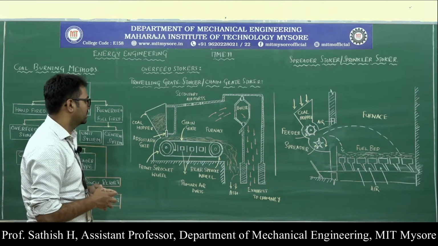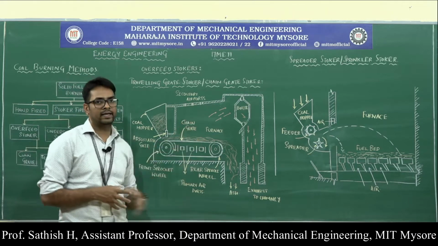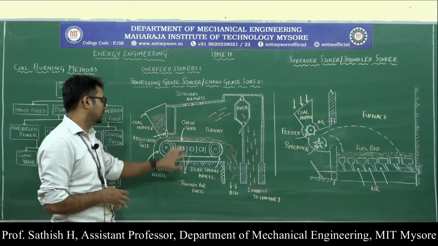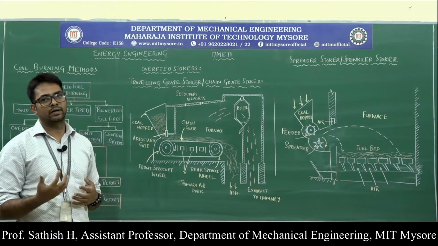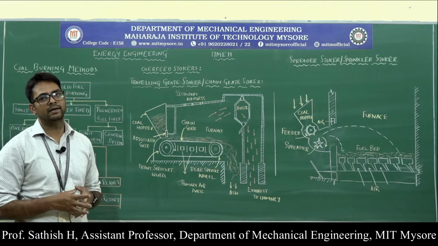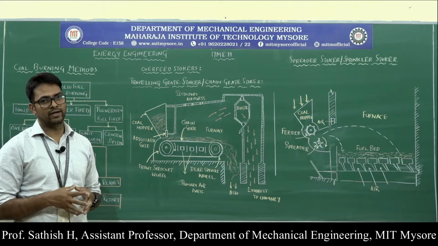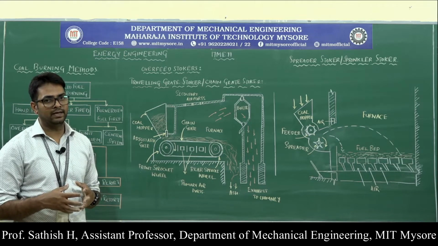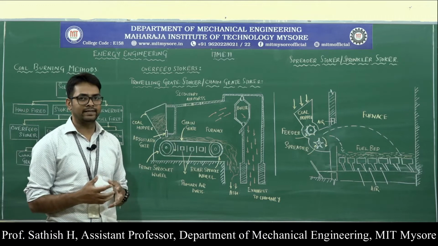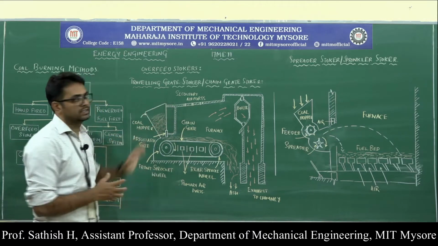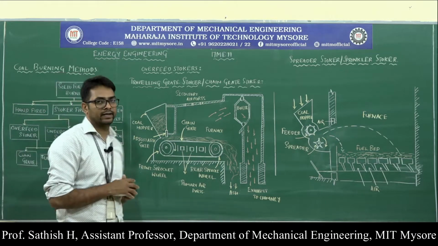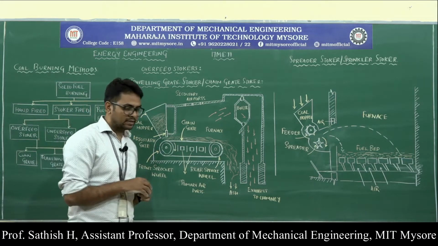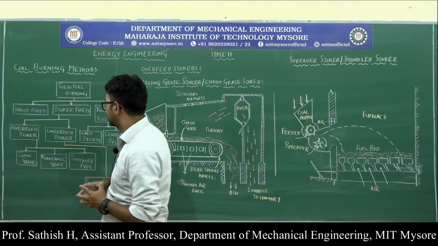One of the disadvantages is that the air taken from the secondary as well as the primary inlet ports cannot be preheated beyond 180 degrees centigrade. If you want to preheat the air, it should be less than 180 degrees centigrade. That is one of the disadvantages of this overfeed stoker, or traveling grate stoker. So this is one type. Next type we will see.